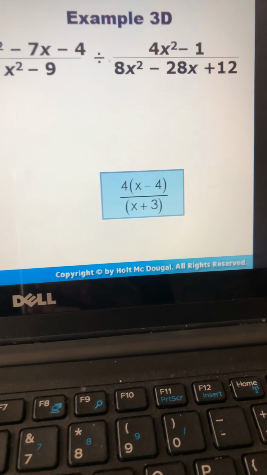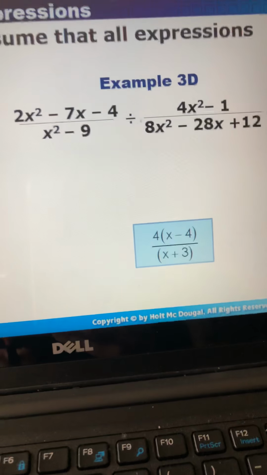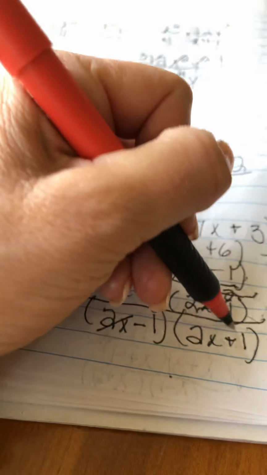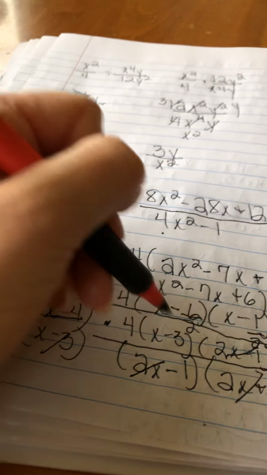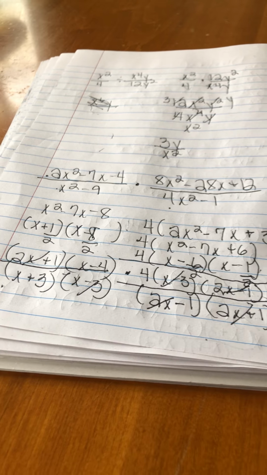The answer is going to come out to be 4, x minus 3, and x plus 3. Because remember, I can cross cancel as well, and then we can cancel out the x minus 3. So you're going to be left with 4 times x minus 4 and x plus 3.